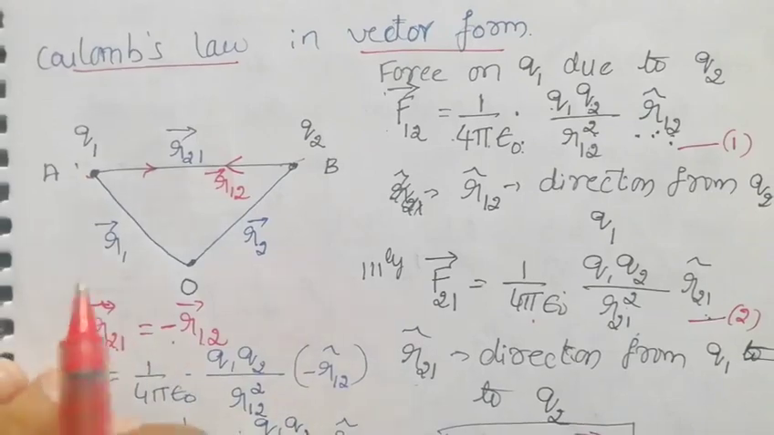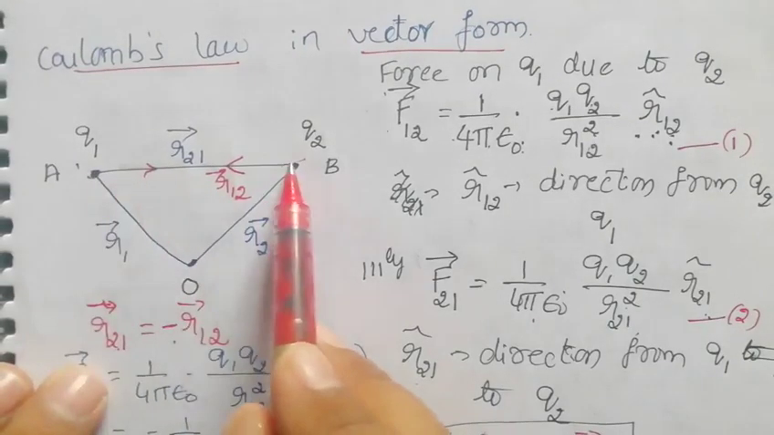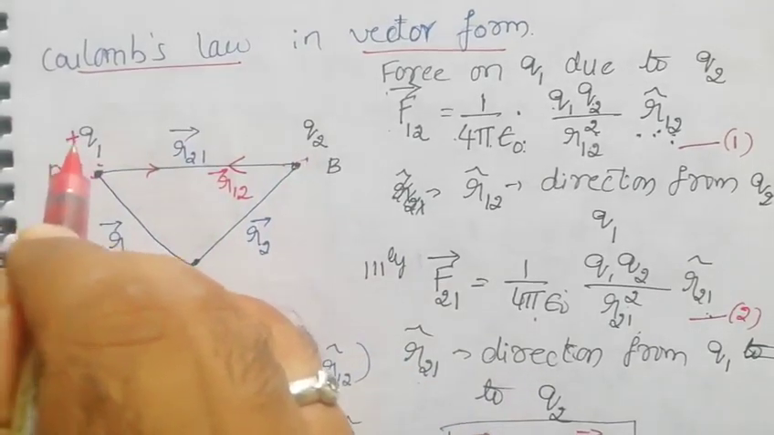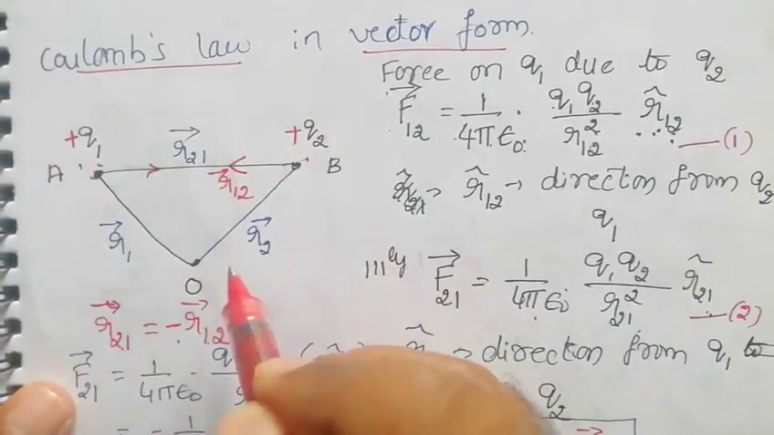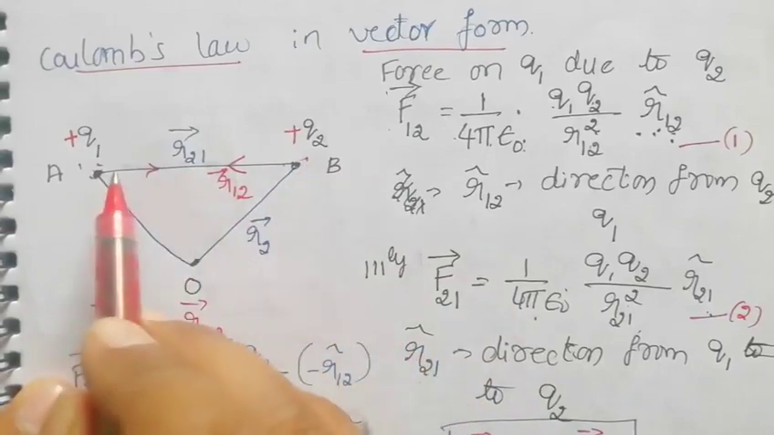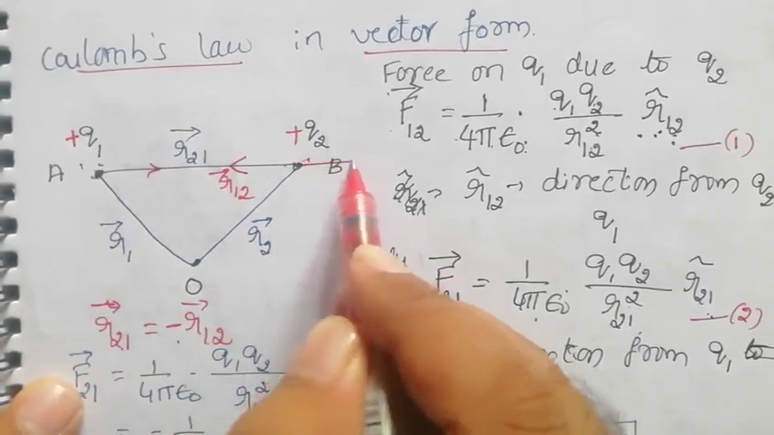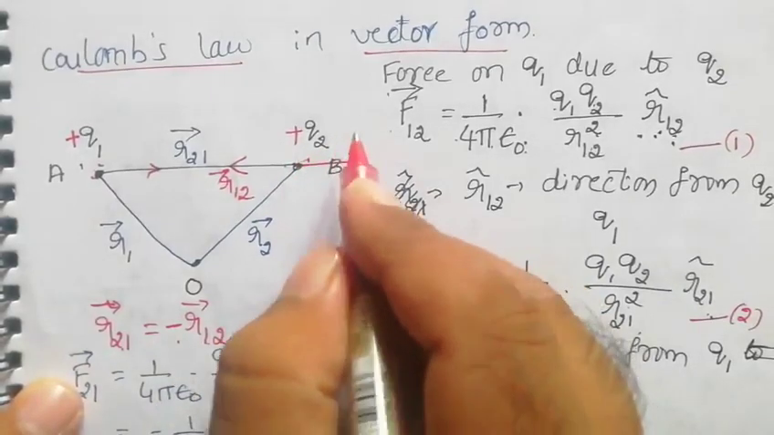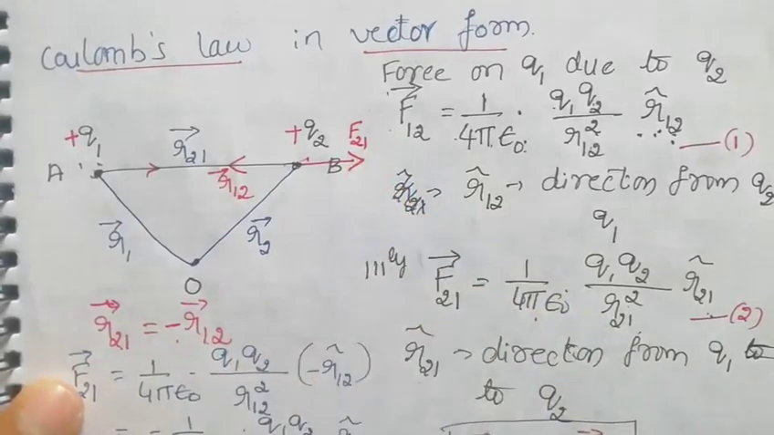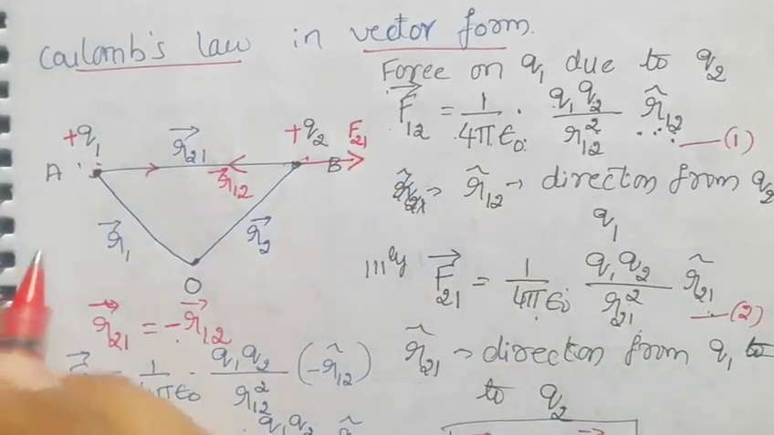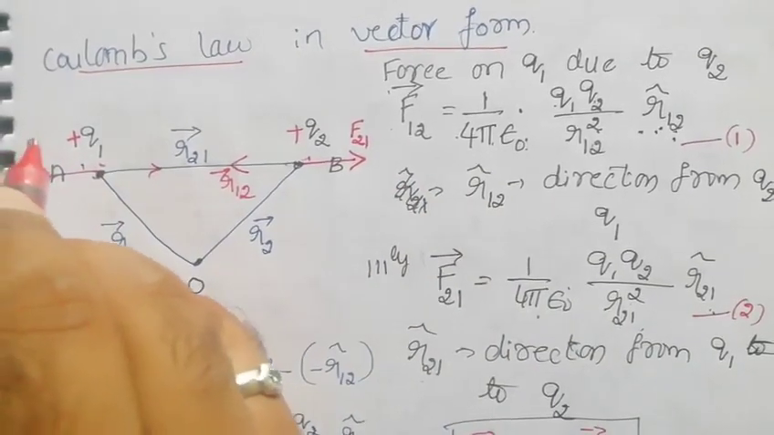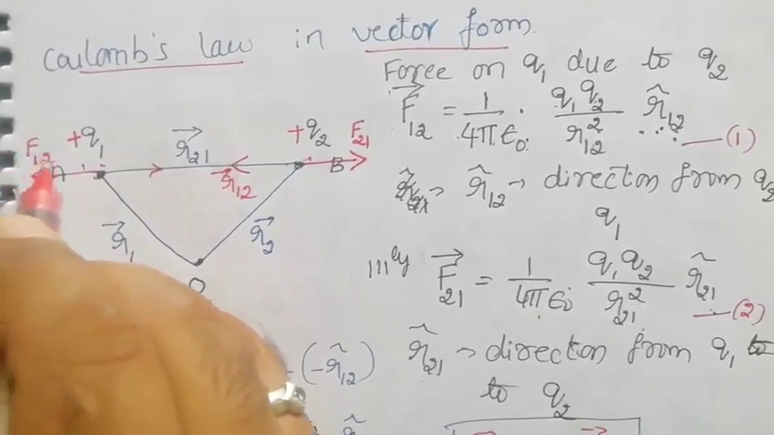So, as we see here, I have taken two charges, Q1 and Q2. Let us assume these two are positive charges. The force on the second charge due to the first will act in this direction, so I'll write this as the force on the second charge due to the first charge. Similarly, the force on the first charge due to the second will act in this direction. Let us write it as the force on first due to second.